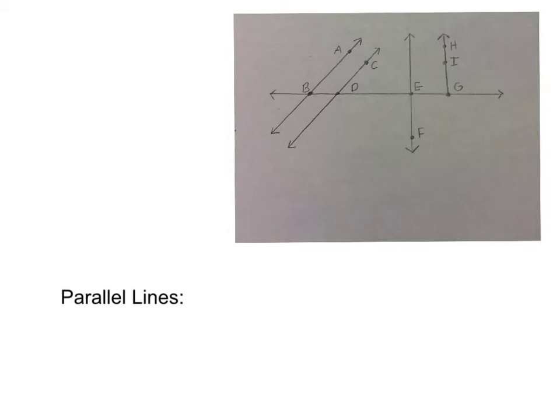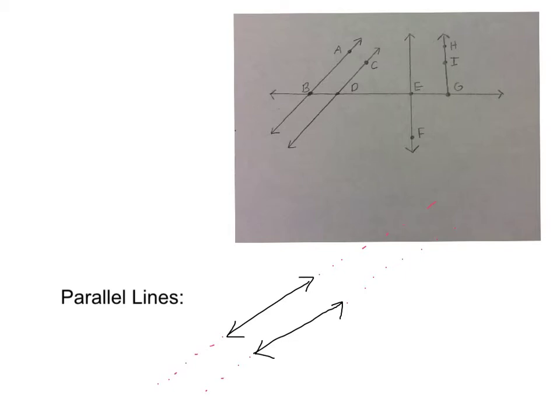Parallel lines are 2 lines. And remember, lines have arrows going on in both directions. And they go on and on forever without ever touching. You can tell that if I were to extend this top line and extend my bottom line, they are never going to touch. They are perfectly parallel.